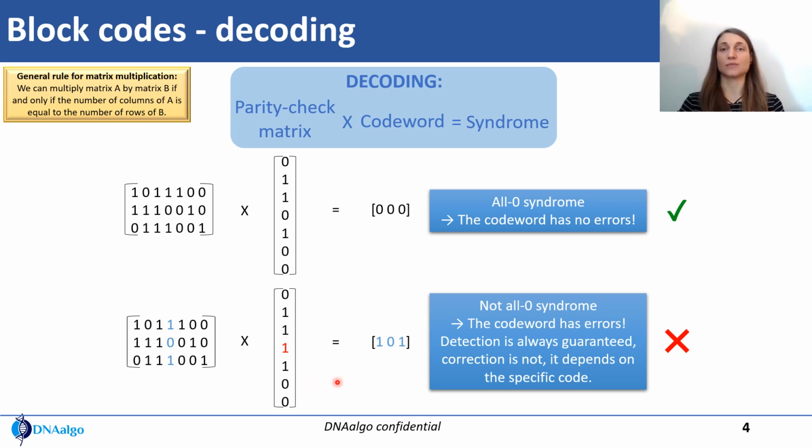So when we compute the syndrome, error detection is always guaranteed, but error correction is not. This depends on the specific code we are using and also on the number of bits in error. In this particular example, we can also correct the bit in error. In this way, we have to look at the column of the parity check matrix that is equal to the syndrome, 1, 0, 1. The index of the column in the matrix, which is 4, gives us the position of the bit in error, which is the fourth. So in this particular case, we can also correct errors, but it is not always the case.